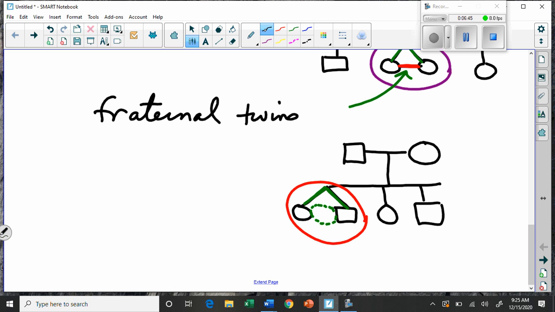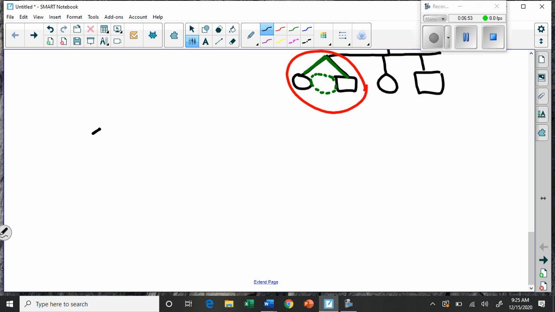In some cases, in a pedigree, we might not know the sex of someone. It's possible. And if you don't know the sex of someone, then you can't draw it as a square or a circle. You draw it as a diamond shape. Unknown sex.